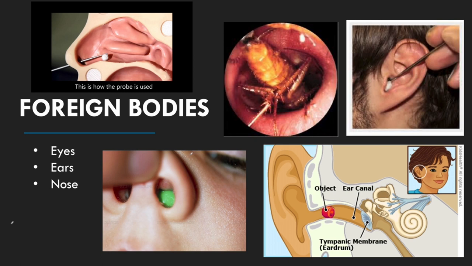So, a really fun topic to talk about is foreign bodies. A foreign body is anything that doesn't belong in our body in any orifice or even under the skin. For the purposes of these ENT lectures, we'll be talking about foreign bodies in the eyes, which we've touched on a little bit in the eye lecture. We'll also talk about foreign bodies in the ears and the nose.